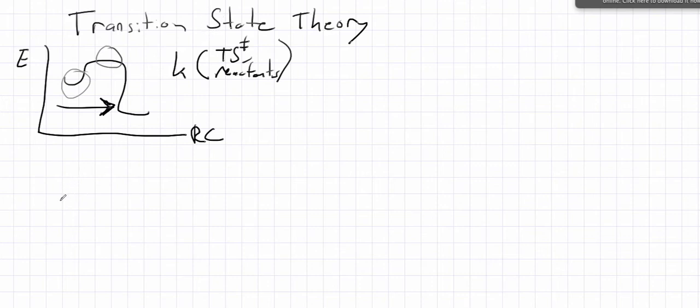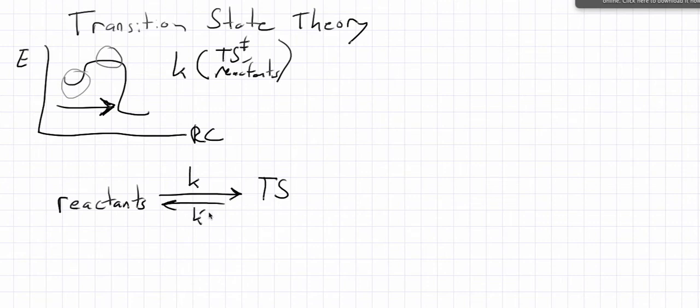So the mechanism for transition state theory is that you've got reactants, and they go in a step, which we'll call substep K, to form the transition state. Let's just call this K for forming the transition state. And the transition state can fall apart to form reactants.